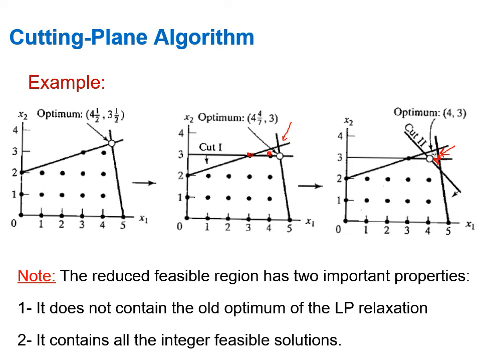All black dots are still feasible. And when we solve this new problem with this new constraint, which is called cut 2, the optimum solution appears to be this corner where x1 has a value of 4 and x2 is 3. And this is an integer solution. It means that we stop. This is the optimum solution.